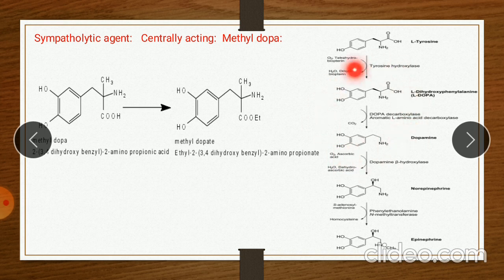This step is important regarding this topic and the mechanism of action of methyldopa: the conversion of L-dopa into dopamine by the enzyme dopa decarboxylase, or AADC. Then this dopamine is further converted into epinephrine and noradrenaline. So this is the biosynthesis. Now, originally methyldopa was synthesized as an AADC inhibitor, and AADC is the enzyme which converts levodopa to dopamine and then noradrenaline.